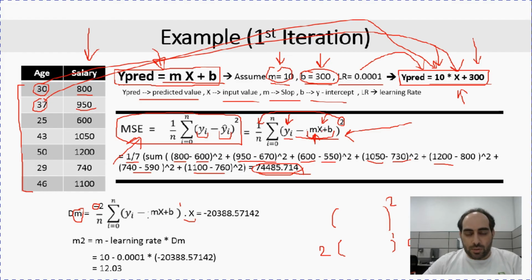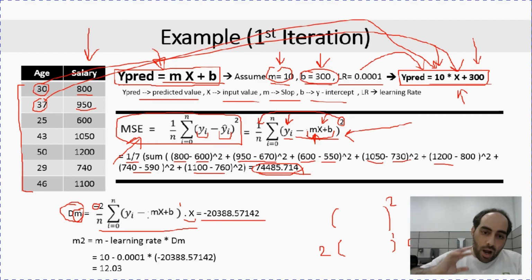What is the derivative in terms of M? It will be minus X. I have X here and minus is here. If we calculate this, it's going to be minus 2388.57142, etc. This is the partial derivative of the error with respect to M.